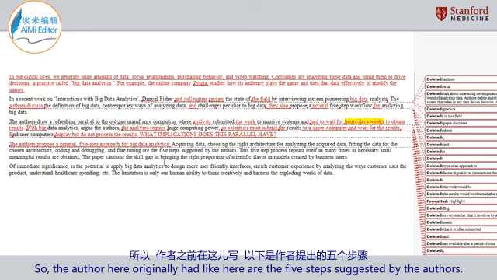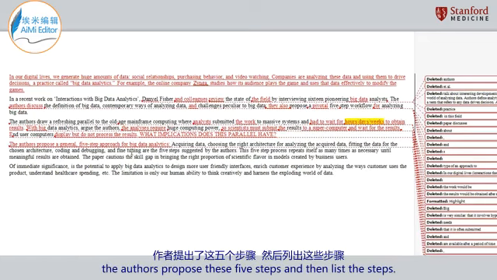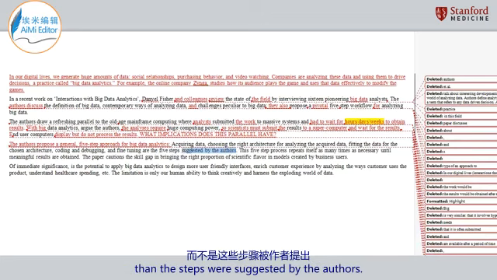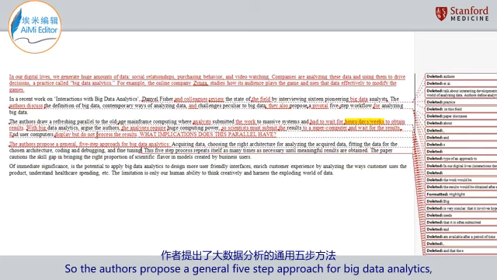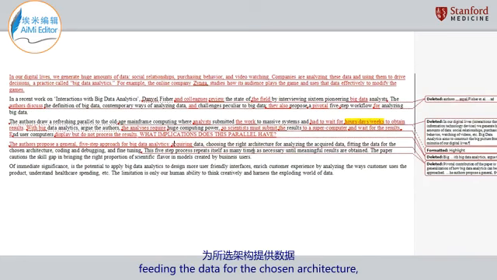So the author here originally had, here are the 5 steps suggested by the authors. But I'm going to flip that around and say the authors propose these 5 steps and then list the steps. So I'm going to have the authors propose them rather than the steps were suggested by the authors. So we can get rid of that little bit. And now we have this list. So the authors propose a general 5-step approach for big data analytics, here are the steps. So acquiring data, choosing the right architecture for analyzing the acquired data, fitting the data for the chosen architecture, coding and debugging, and fine-tuning. There's the 5 steps.